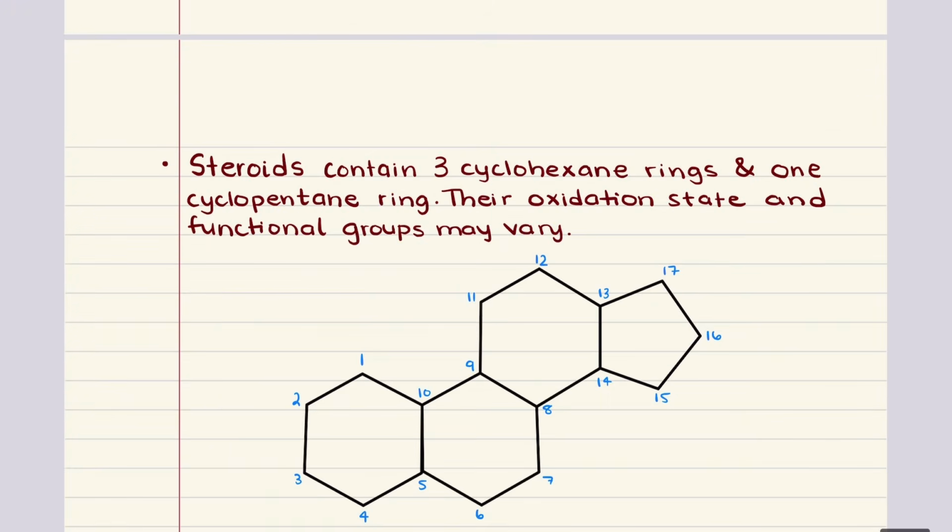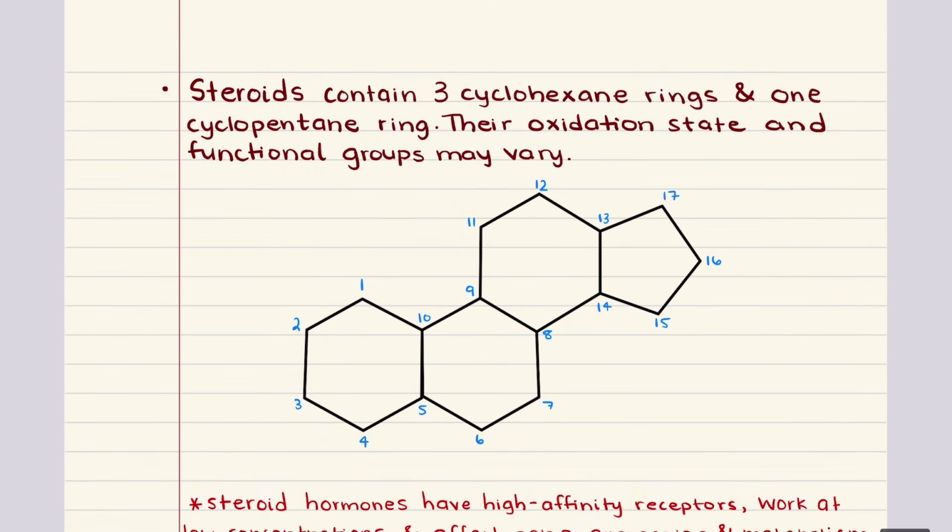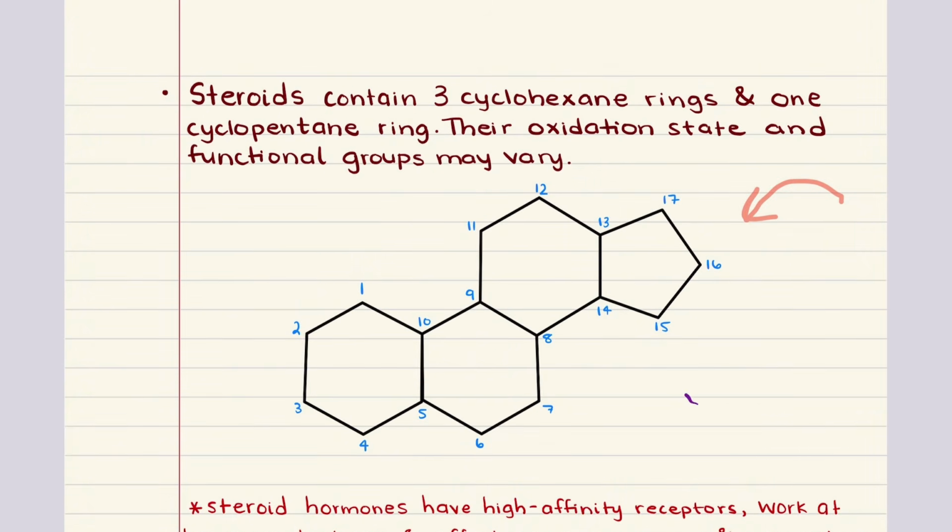Steroids have a very distinct core structure. They're made up of 3 cyclohexane rings and 1 cyclopentane ring, and they're all fused together in a rigid 4-ring system that you can see right here. This fused ring system is what defines steroids.